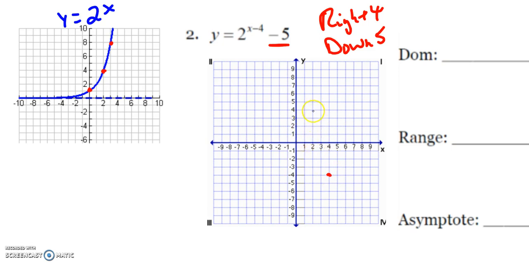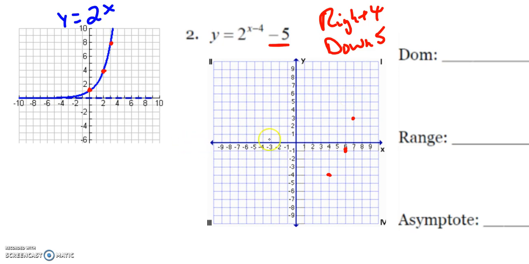So I have 2, 4, so I can go right 4 and then down 5. And then the last one is 3, 8. So I'll go right 4, down 5. And then it does have an effect on my asymptote.